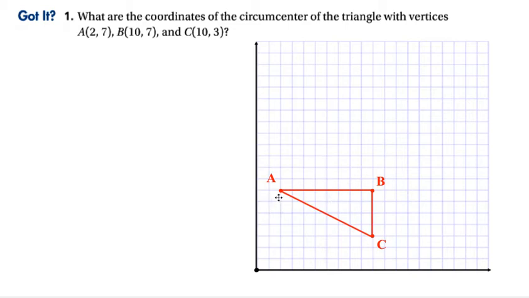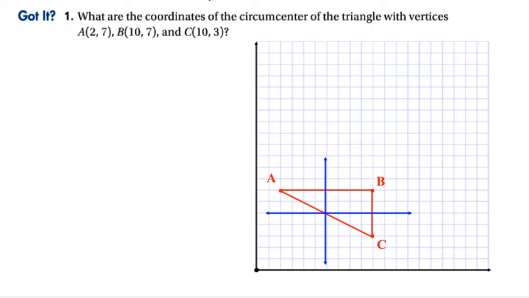Alright, I hope you gave that a try. Let's go ahead and take a look. First of all, I found the midpoint of segment AB, and I went ahead and constructed that line. Its midpoint coordinate right here was 6, 7, in case you found that. And then I found the perpendicular bisector of side BC, and went ahead and drew that line. And this midpoint had coordinates 10, 5. So then we need to find the coordinate right here of the intersection of those two lines.